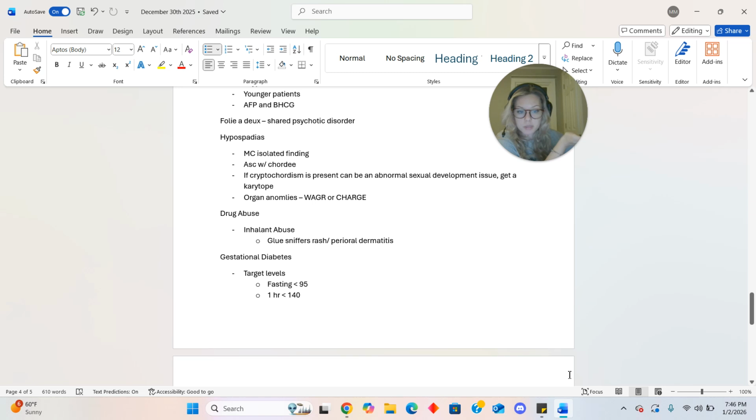With drug abuse, if you hear of perioral dermatitis, think of inhalant abuse. It makes sense to me, but I had a question on it, and I was like, what's the most likely finding you're going to find on this patient? And it was some weird high person, and perioral dermatitis was the answer. I guessed it right, but just things to know.